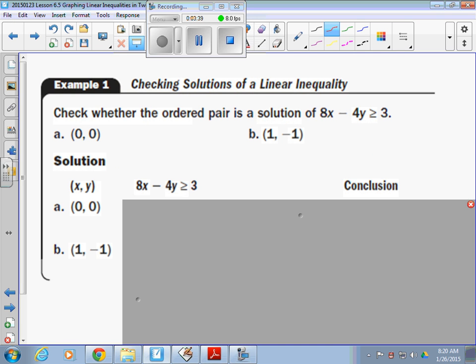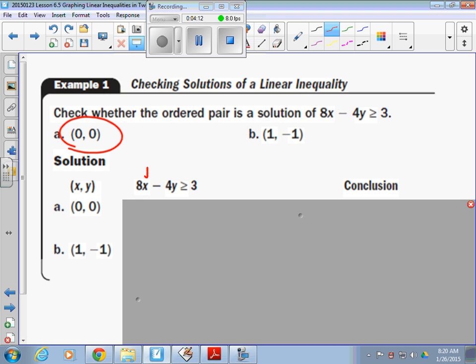Example number 1 is checking solutions of inequalities. Almost always we're going to use (0, 0) because it's easier. But there are times when you have to use (1, 0) or (0, 1). In this case, they just have you use (1, -1). You can actually choose any point you want to choose. The only ones that you can't use is if they're on the line itself. But here all we're doing is checking algebraically to see if it gives you a true statement. Is (0, 0) a solution of 8x minus 4y is greater than or equal to 3?